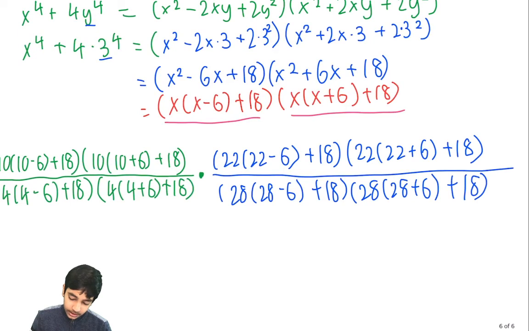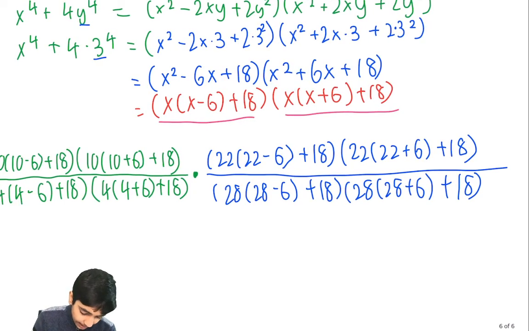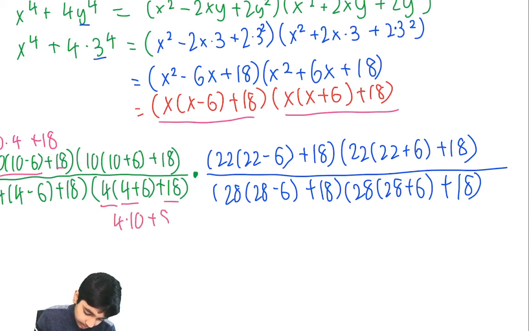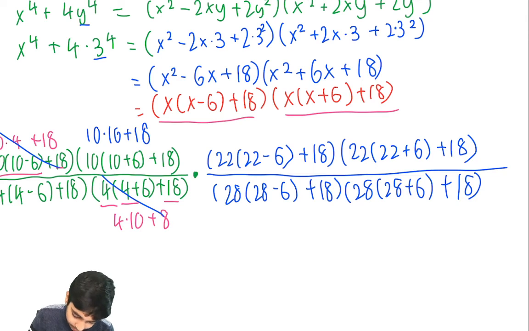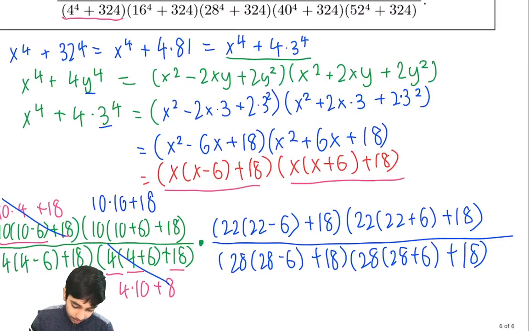And we can continue writing more terms, or we can see that 10 times 10 minus 6 plus 18 is equal to 10 times 4 plus 18. Similarly, this is 4 times 10 plus 18. 4 times 10, it's 4 plus 6 is 10. And these are the same, so these terms will cancel. Similarly, this is 10 times 16 plus 18. Maybe I should have written it in a better way, but we can see from here that this term, 4 times 10 plus 18, will cancel from this term here. And then we see that this bottom term is 10 times 16 plus 18.